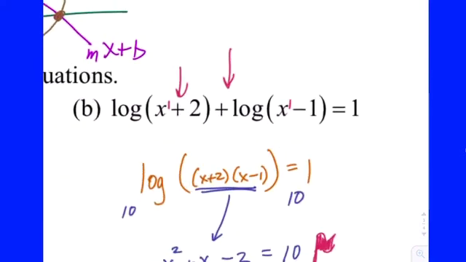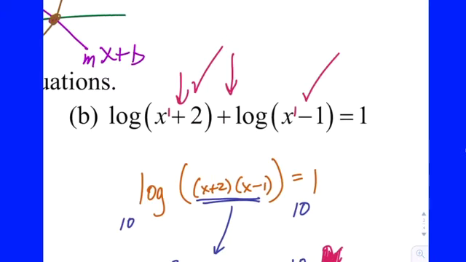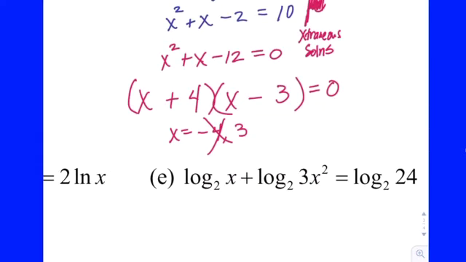And now let's try out the 3. We'll plug it into the first argument. 3 plus 2 is what type of 5? Positive, so it passes the first argument. Second argument, 3 minus 1 is what type of 2? Positive. So guess what? The solution is x equals 3. And that's how you could leave it.